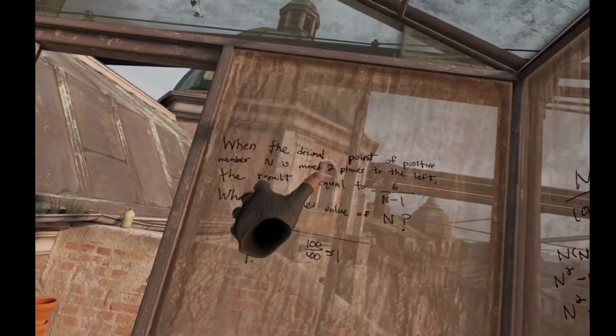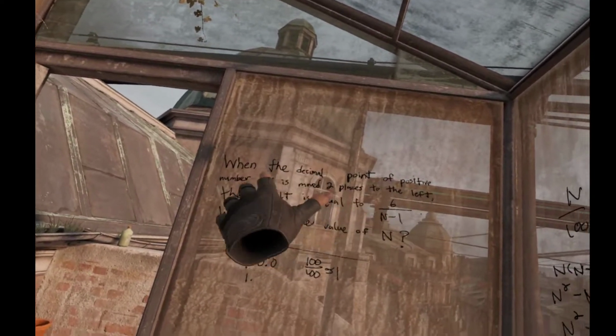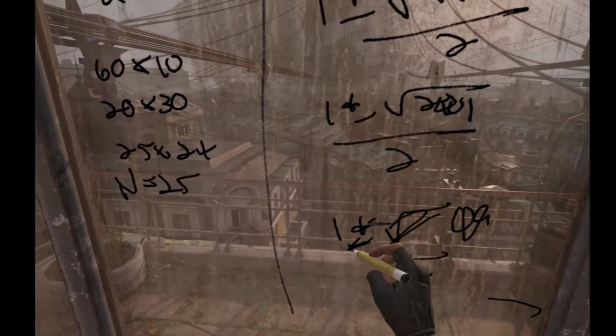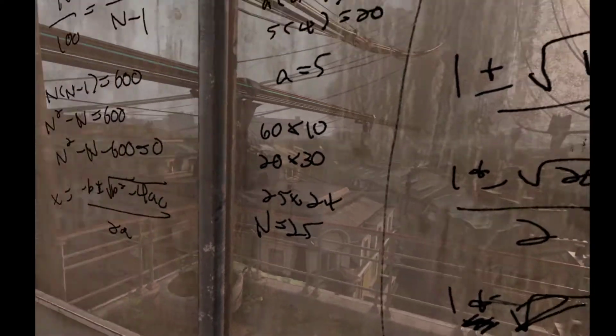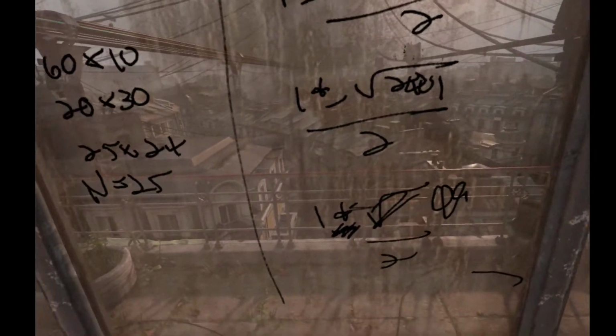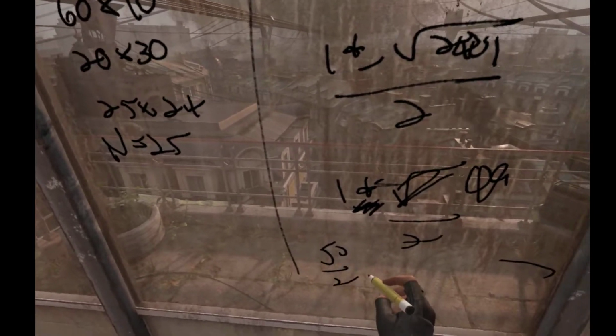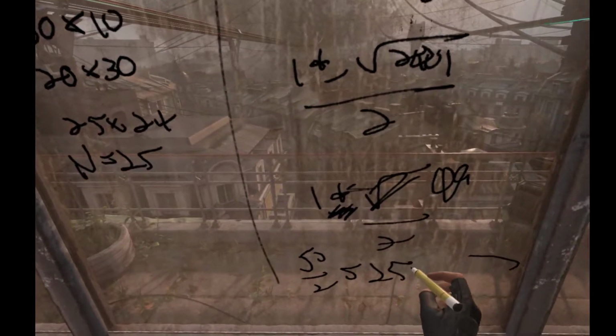Because the question, as you recall, says positive number n, we could throw away the negative sign. Just by the nature of the question, we're only going to need the positive number. So that's 50 over 2, which equals 25, and that's our answer.